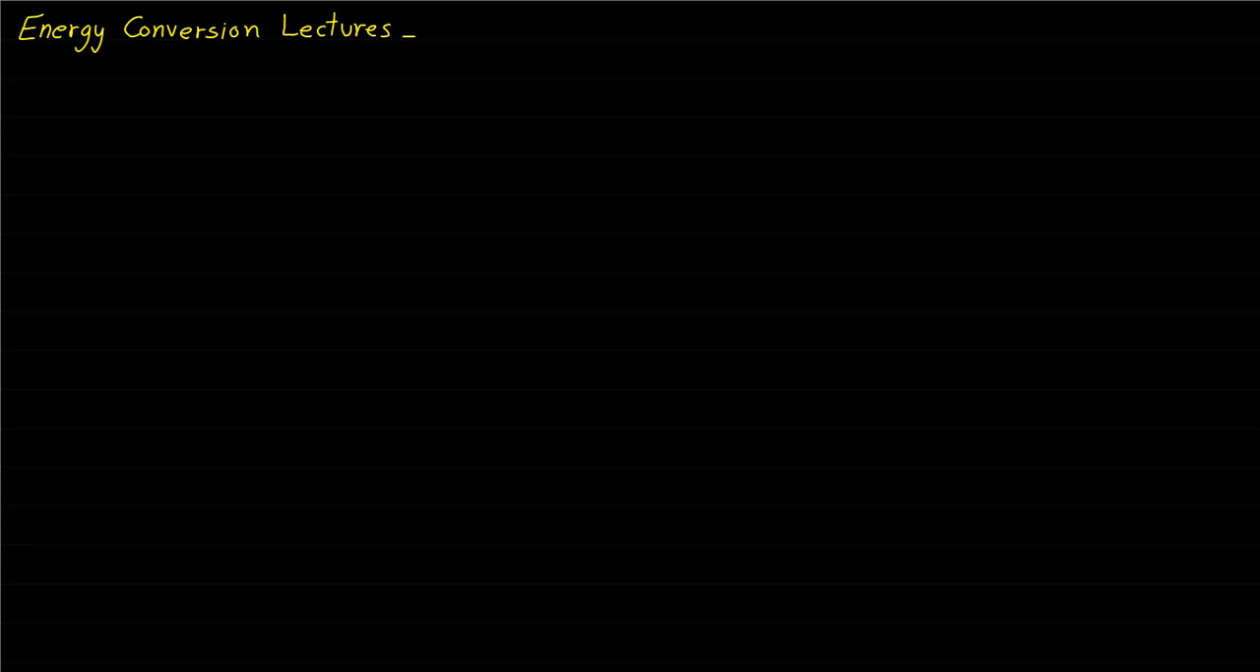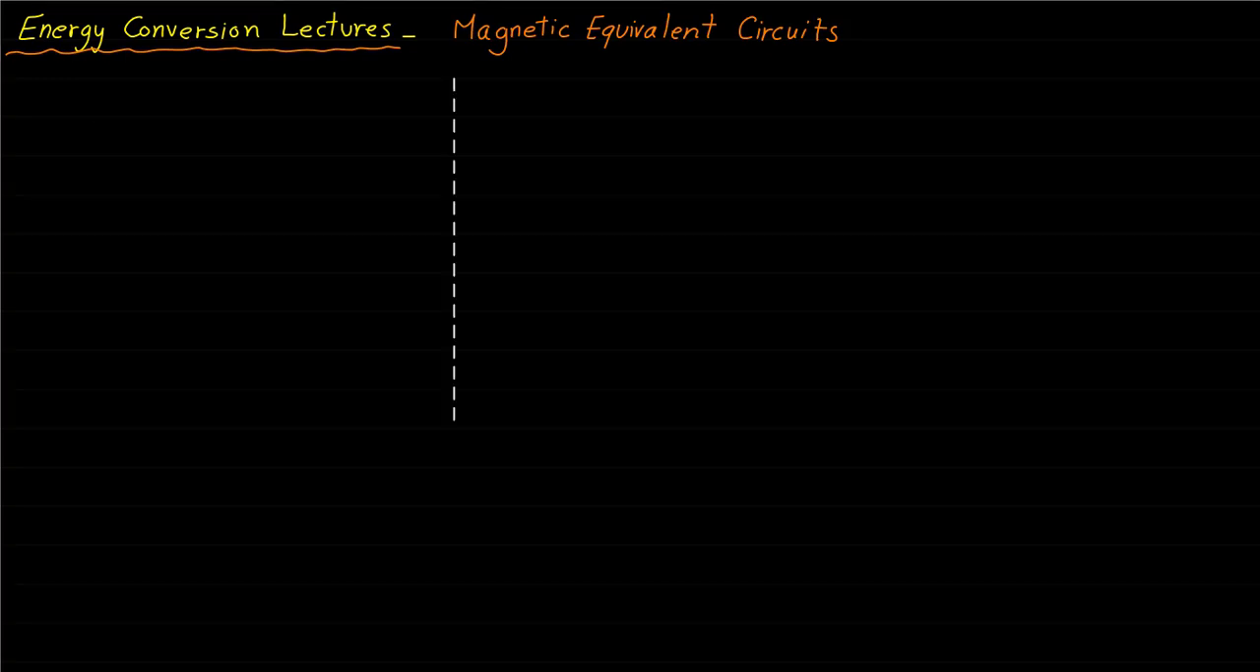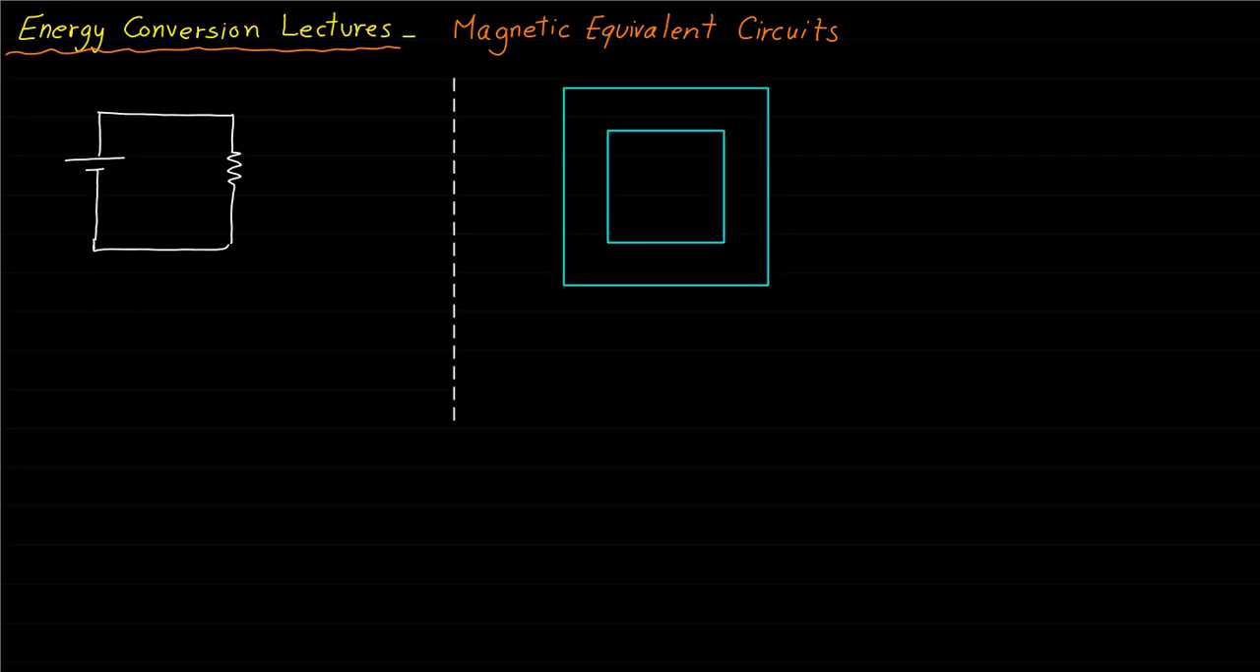In previous lectures, I have provided some hints about the equivalent magnetic circuits. In this lecture, I will provide more details about the equivalent magnetic circuit and its analogy with the electrical circuit. Let's start with some comparison between a simple electrical circuit and a simple magnetic circuit.